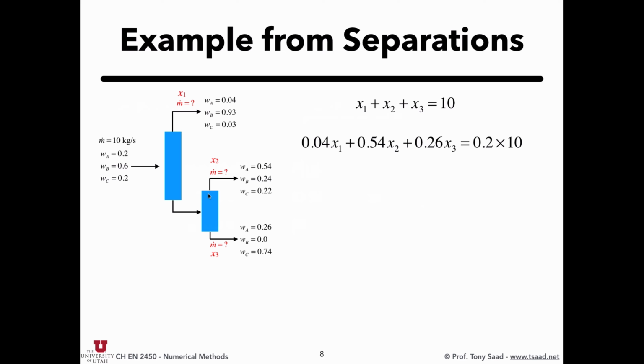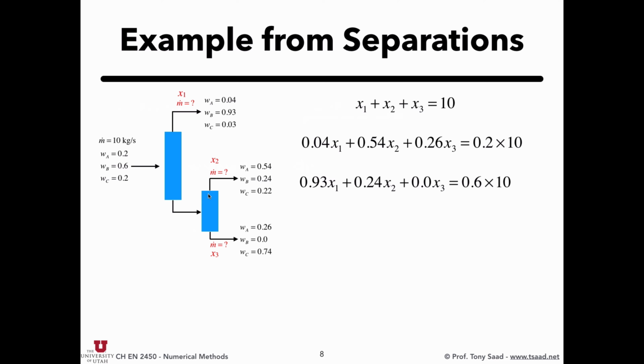Next, we could choose either compound B or compound C, but we'll just go ahead with B. And that gives us 0.93 times x1, the mass flow rate of B at station 1, plus the mass flow rate of B at station 2, that's 0.24 x2, plus 0 times x3, the mass flow rate of B at station 3, and that's equal to the mass flow rate of B coming in from the left, that's 0.6 times 10. And that gives us three equations and three unknowns. We could have selected to do the mass balance on compound C, but that would give us a redundant equation. So we have to choose only three of these equations.